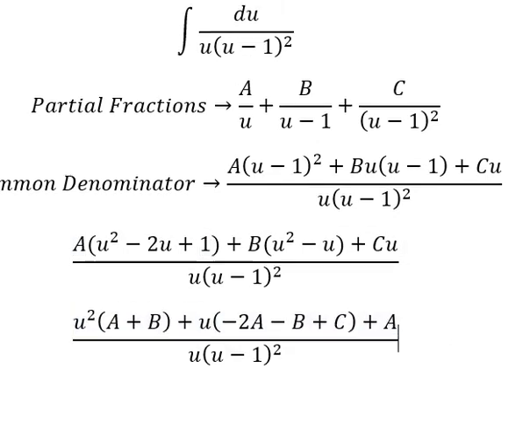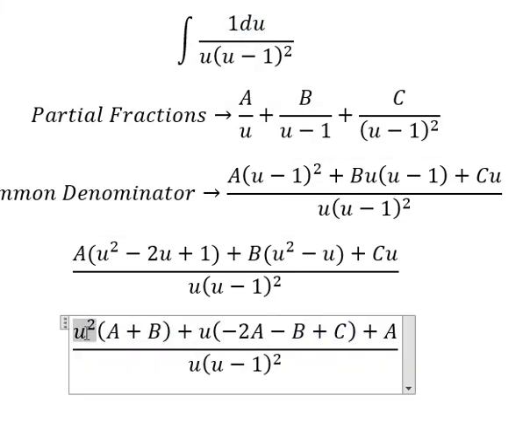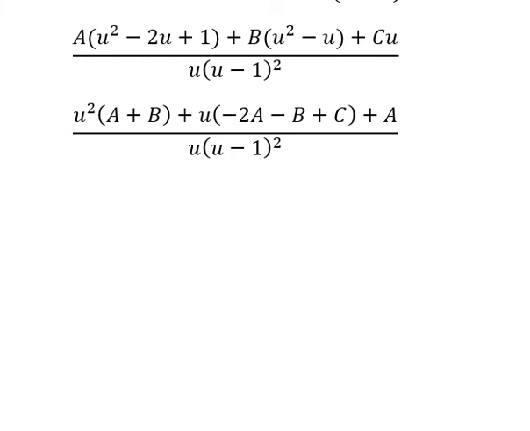So we need to compare coefficients. This one is about number 1, so capital A equals 1. We don't have u squared and u, so this one and this one equal 0. And now we create the system of equations.